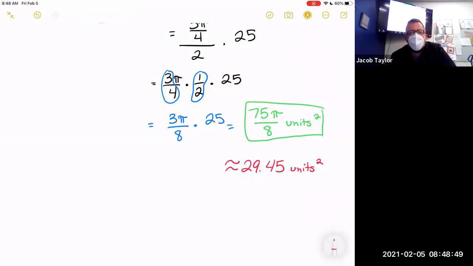Does anybody have any questions about area of sectors using degrees or radians or the power of love?